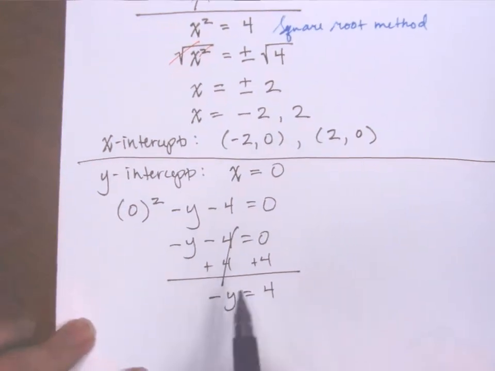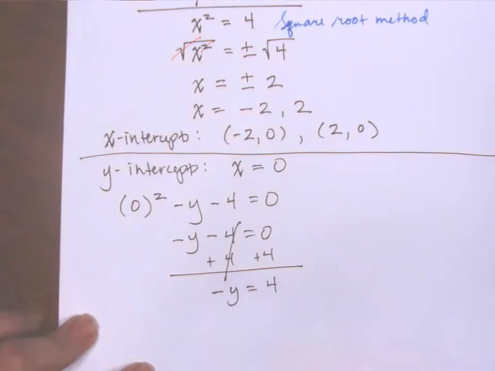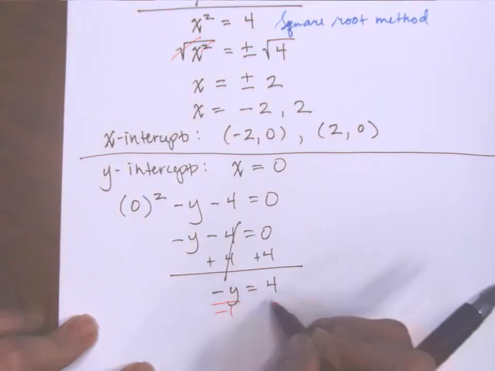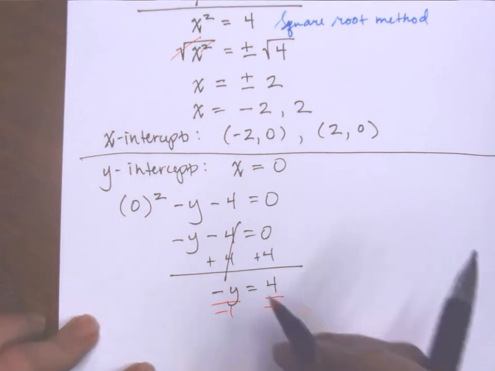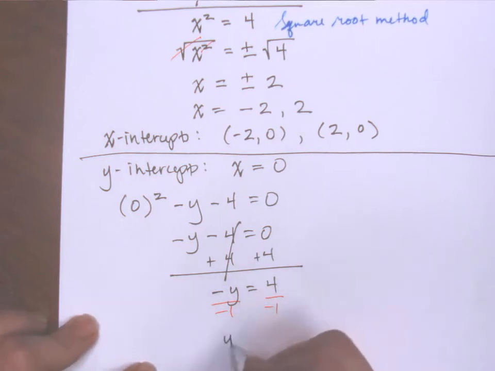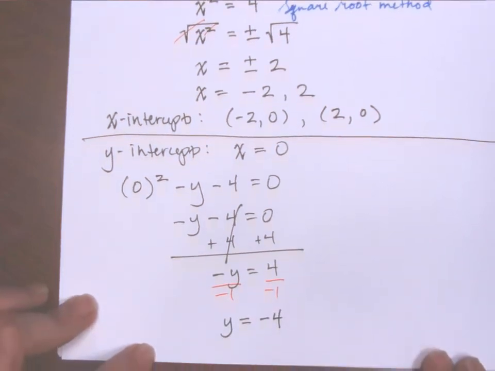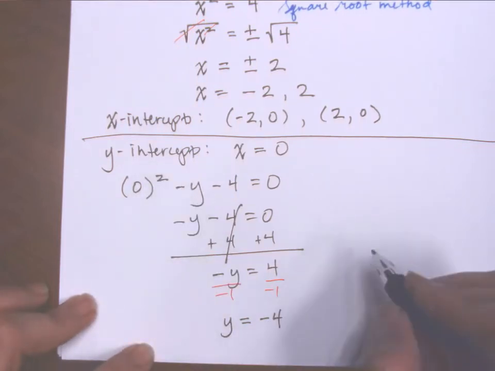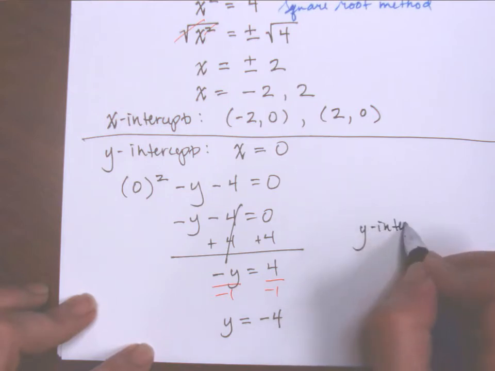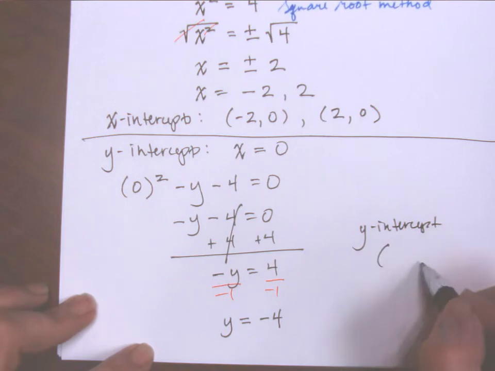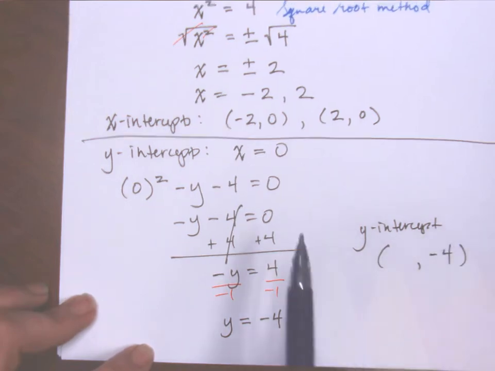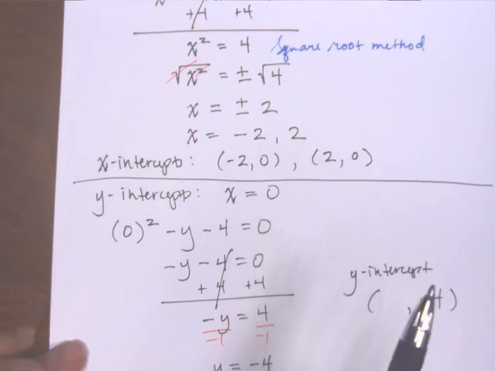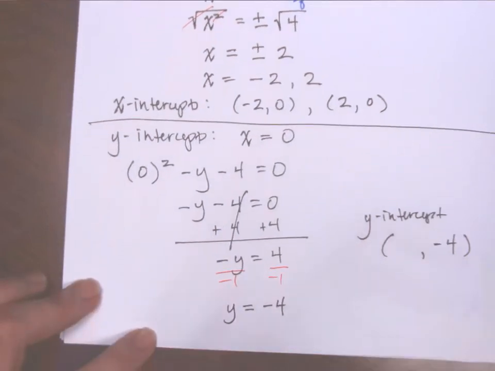This is not completely solved yet because I don't have y by itself. I'm going to divide both sides by negative 1 to get rid of it. And I'm left with y equals negative 4. Okay, but remember, I'm looking for an intercept, and an intercept is a point, so that means I need an ordered pair. My x value here is 0, and we found my y value to be negative 4, so the y-intercept is 0 and negative 4.